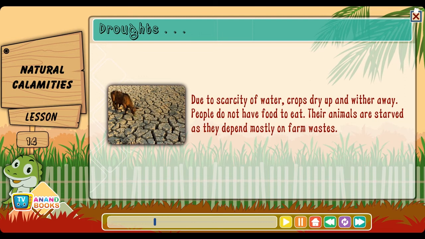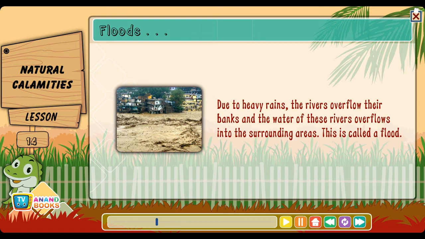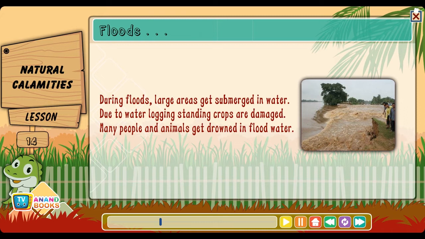Floods. Due to heavy rains, the rivers overflow their banks and water of these rivers overflows into the surrounding areas. This is called a flood. During floods, large areas get submerged in water. Due to waterlogging, standing crops are damaged. Many people and animals get drowned in flood water.